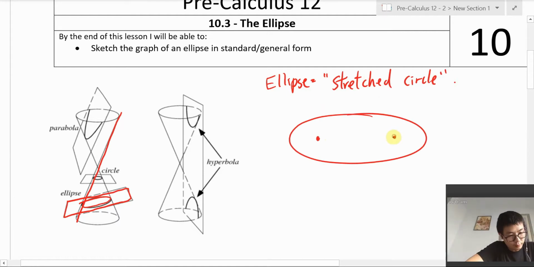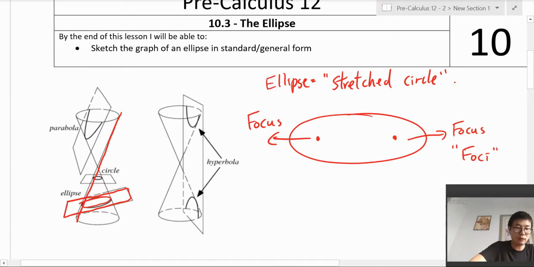Okay, so here we go. This is an ellipse. It looks like this. Now I put the two dots there. Now it looks like an alien, ET, I don't know. Anyways, it looks like a face. It's kind of cute. This point is what we call a focus. When we have two, it's plural, so we call these foci.